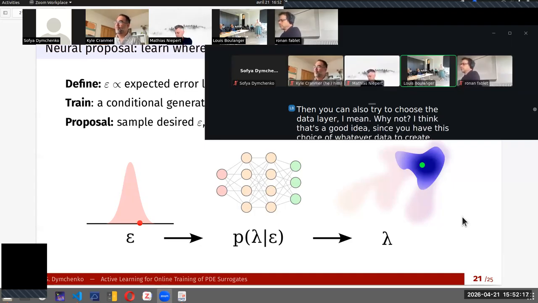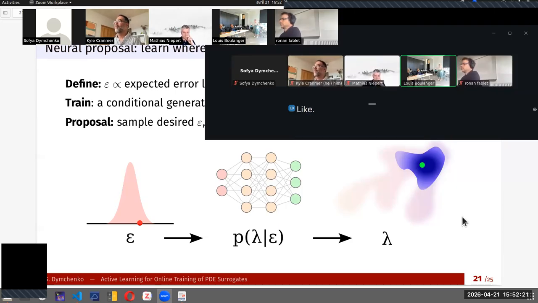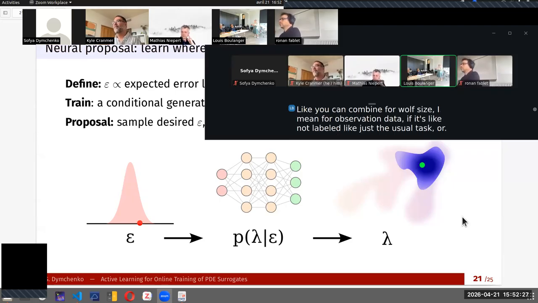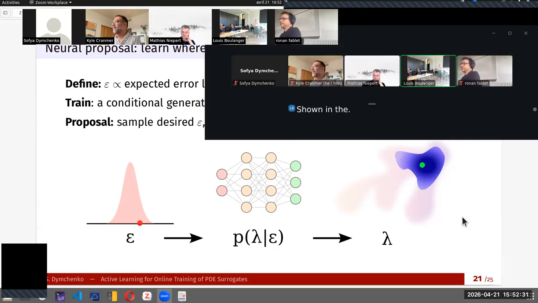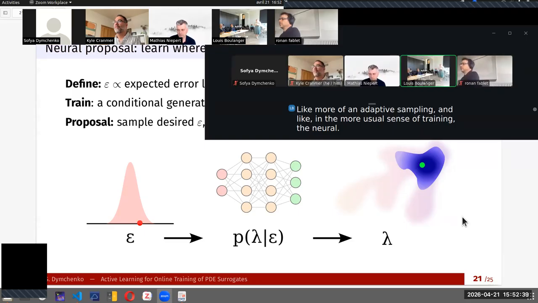And then if it's observation data, maybe you can combine both sides. For observation data, if it's not labeled, like just the usual task, maybe how often it should be shown in the training, like more of an adaptive sampling in the more usual sense of training the neural networks. So I think that's how I see it at least.